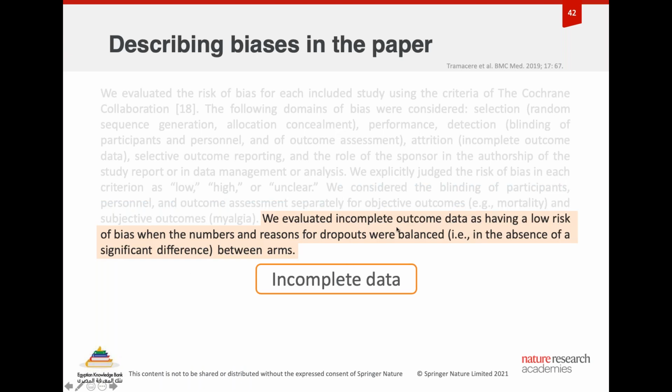So we evaluated the incomplete outcome data as having a low risk of bias when the numbers and reasons for dropouts were balanced. So the number of people that dropped out of each arm of the study were about the same. But if a lot more people dropped out of the interventional arm compared with the control arm, then that's going to be a high risk of bias, suggesting there's something problematic with that intervention.